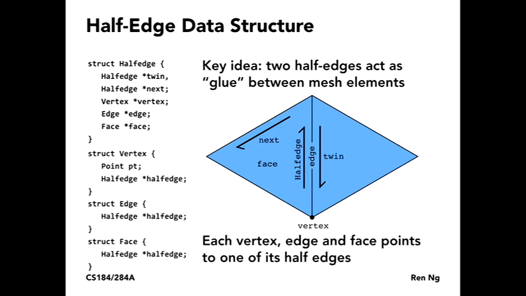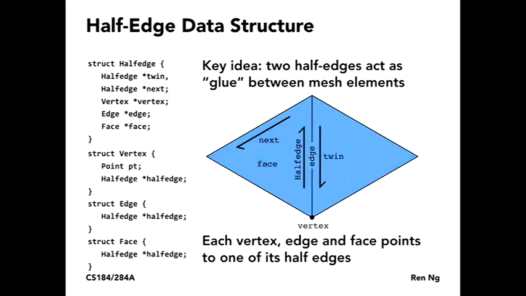You have the half edge. There's also the vertex that's pointed to, the edge, and the face. These are pretty simple, okay? So the vertex itself is where we store the actual positions of everything. So the vertex has a point PT, which would be the XYZ positions, and it has a pointer to a half edge. Each edge has a pointer to a half edge, not defined which one, actually, okay?